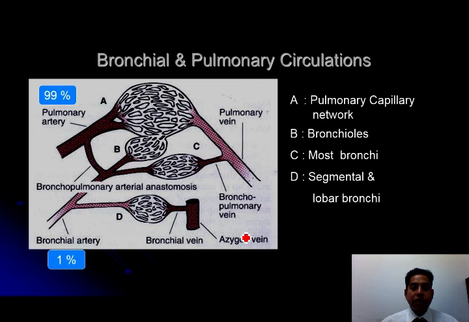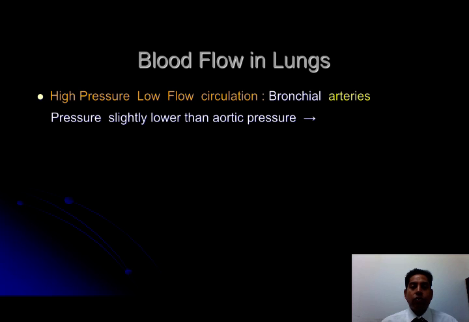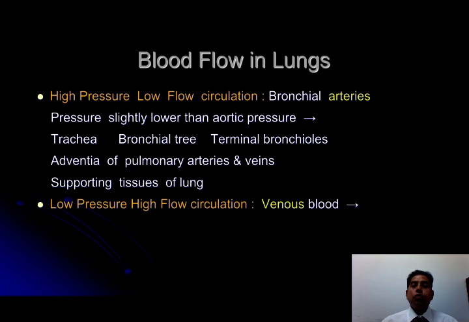The differences between these two being the blood flow in the lungs occurs in two ways. One is a high pressure, low flow circulation going through the bronchial arteries. The pressure in these bronchial arteries is slightly lower than the aortic pressure, simply because they are direct branches arising out of the aorta, and these supply the trachea, the bronchial tree, the terminal bronchioles, the adventitia of the pulmonary arteries, as well as the veins. So in brief, the high pressure, low flow circulation provides nutrition to all the supporting tissues of the lung.